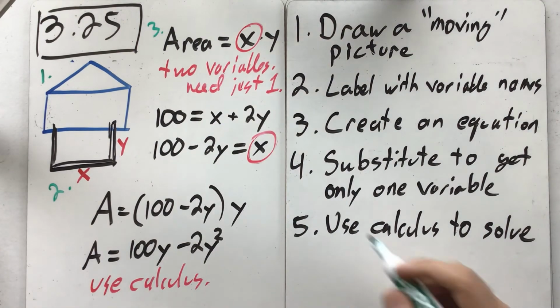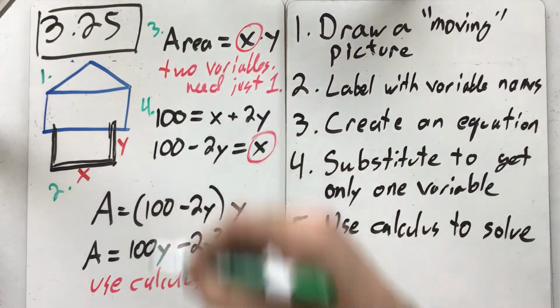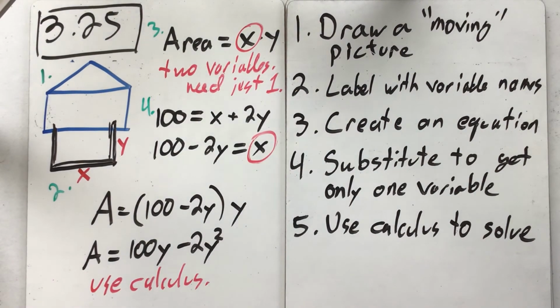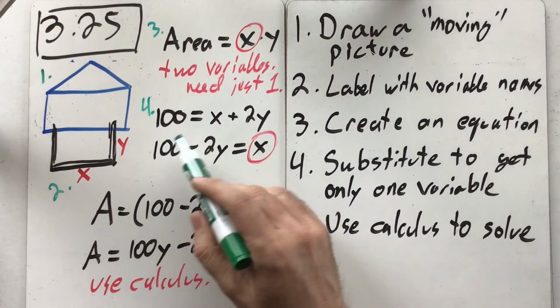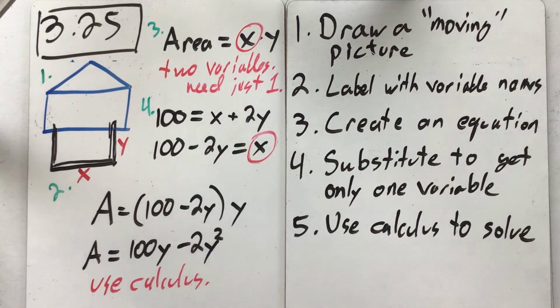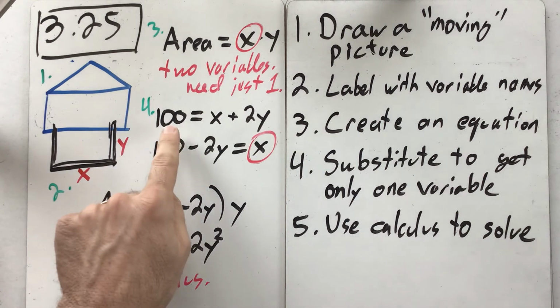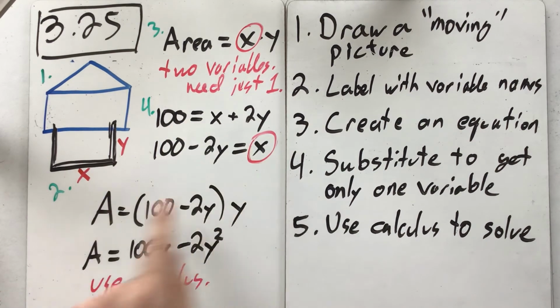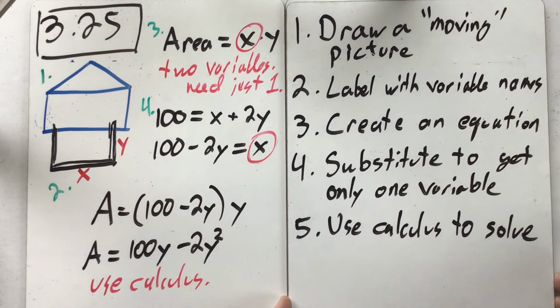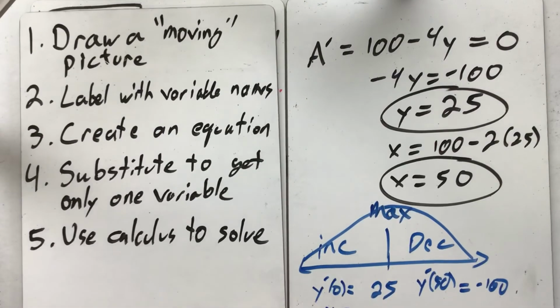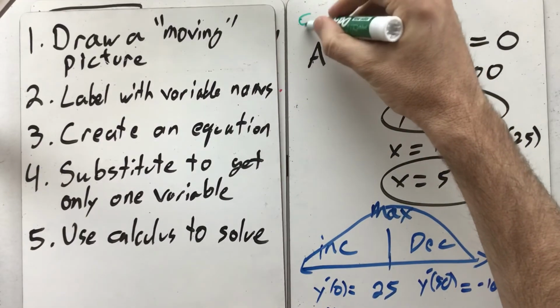And then we substitute. So this is where I substituted. And when I substituted, I used another fact from my problem. So usually there's going to be something else in your problem telling you how to substitute and how to create this equation. In this case, we had the fact that there was 100 feet of fence. So we could use that fact to solve for x and then to plug in. And once we substitute, we have only one variable, and now we're ready for the last step, which is using calculus. And so here's our calculus step.